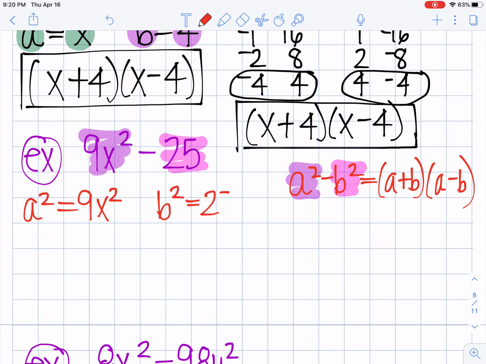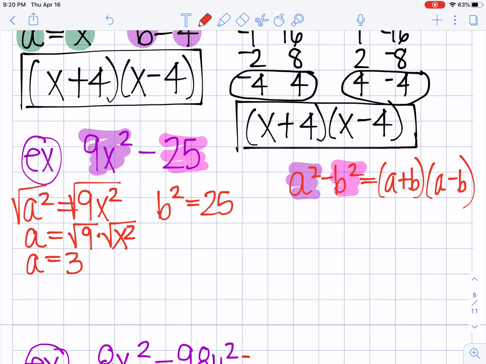And b squared is equal to 25. Okay, to undo a squared, I'm going to square root. So the square root of a squared is a. Now when I'm square rooting a term like this, the rules of square root say I'm going to break this up to the square root of 9 times the square root of x squared. The square root of 9 we know is 3, and the square root of x squared is x. So my a is equal to 3x.